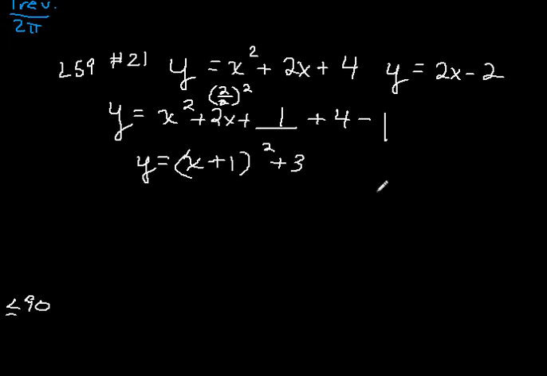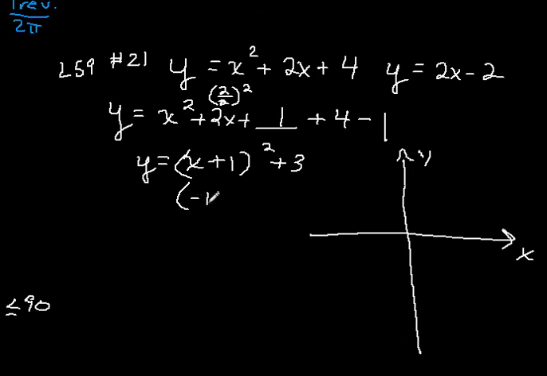So let's graph that thing real quick. Our vertex is negative 1, 3. Negative 1, 1, 2, 3. Our y-intercept is 4. We know it opens upward because it's a positive coefficient from the x squared term. We have a point over here as well. So there's our parabola. Okay, this is a simple straight line.